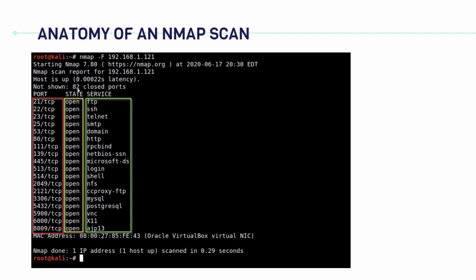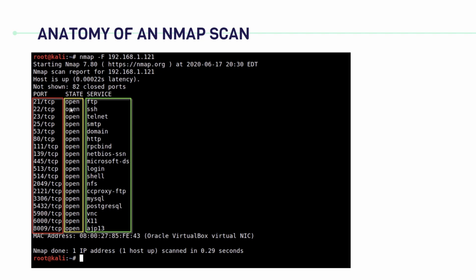So it tells us that 82 ports were closed, and then it gives you a summary of all the ports that were open. And this is sorted in terms of the port, the state, and the service. All right. So the port gives you the port number and the protocol. In this case, it is a TCP scan, so all the ports are currently on TCP, and we have the state of the port. In this case, it can be open, closed, or filtered.